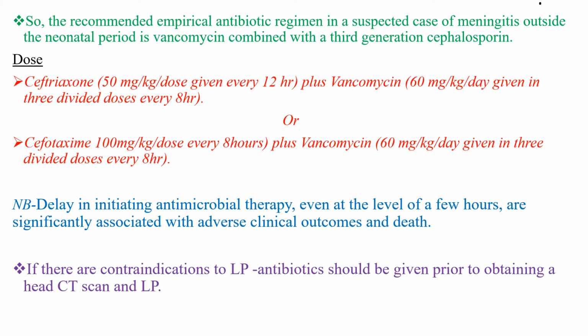So, the recommended empirical antibiotic regimen in suspected meningitis outside the neonatal period is vancomycin combined with a third generation cephalosporin. Vancomycin is just to cover the resistant strains of Strep pneumoniae. So we can give ceftriaxone with vancomycin or cefotaxime with vancomycin till culture and sensitivity arrives. Delay in initiating antibiotic therapy, even by a few hours, is significantly associated with adverse clinical outcomes and deaths. Even if there are contraindications to lumbar puncture, antibiotics should be given prior to obtaining a head CT scan and a lumbar puncture.